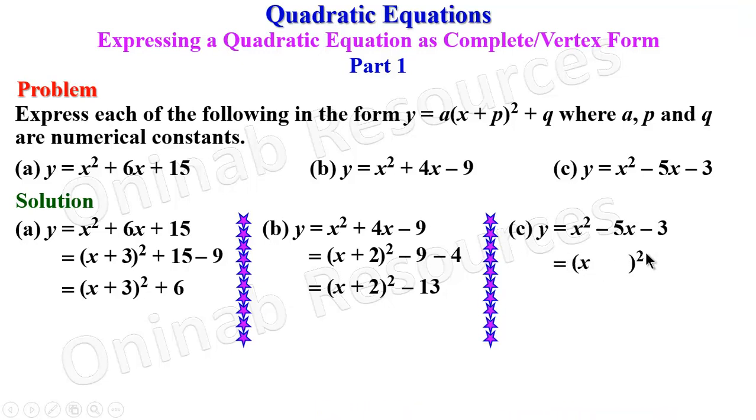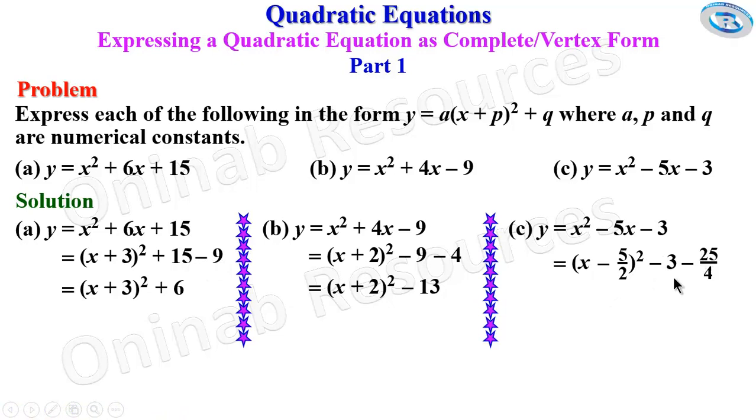x plus or minus something, squared. Here we pick the coefficient of x, which is negative 5, divided by 2. We are going to have negative 5 over 2, then all squared. We then square this, and when we square it, we subtract it from negative 3. Squaring this, we are going to have 25 over 4. So we have minus 25 over 4. It is always minus. Please take note of that.